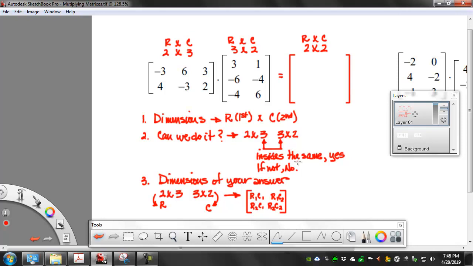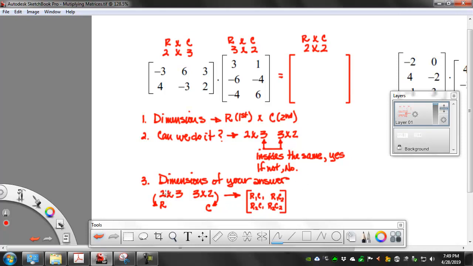So if they're the same, you can do it. If they're not the same numbers on the inside only, it's a no. So remember that. Check your dimensions. Look at the inside to see if you can. And now we're going to talk about the outside of your numbers. Okay, so if you look at the row and the column, R times C, the first and the second one, if you look at the outside numbers, so if I look at the 2 on the outside of the first matrix and the 2 on the outside of the second matrix, that tells me the dimensions.